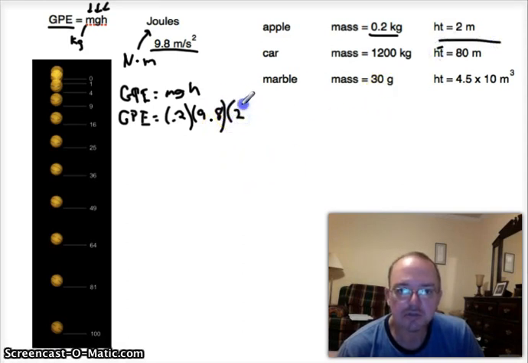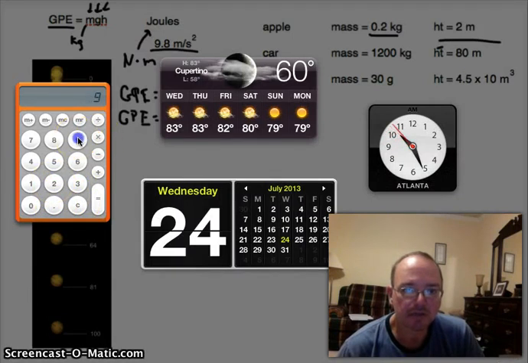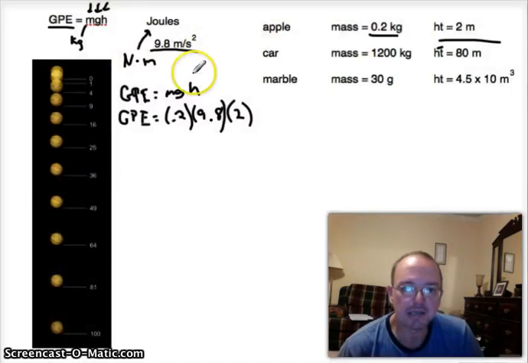So all we have to do is multiply these together. We'll go to the handy dandy dashboard, and we'll multiply 0.2 times 9.8 times 2 equals 3.92 joules. That is going to be the answer: 3.92 joules. Okay, let's go to another one.